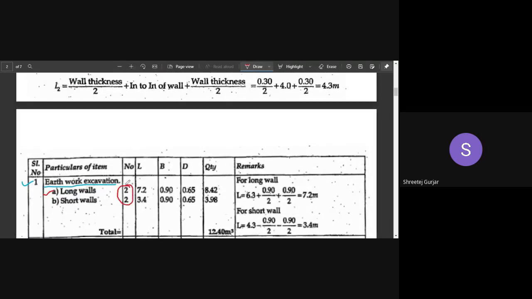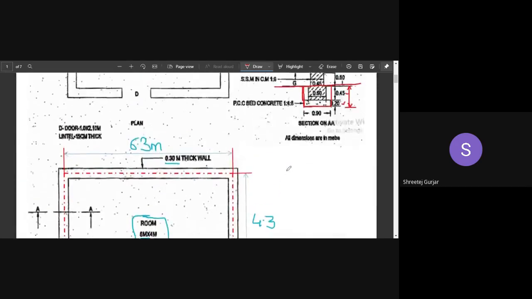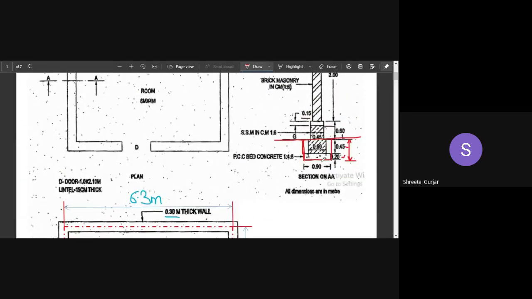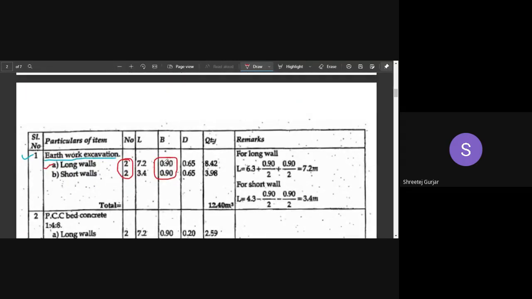This is clear. So then the width. The width of the foundation that we have to dig is 0.9. Very easy, 0.9. You can see it here. For the short wall it is also the same thing, right? The width is not varying.